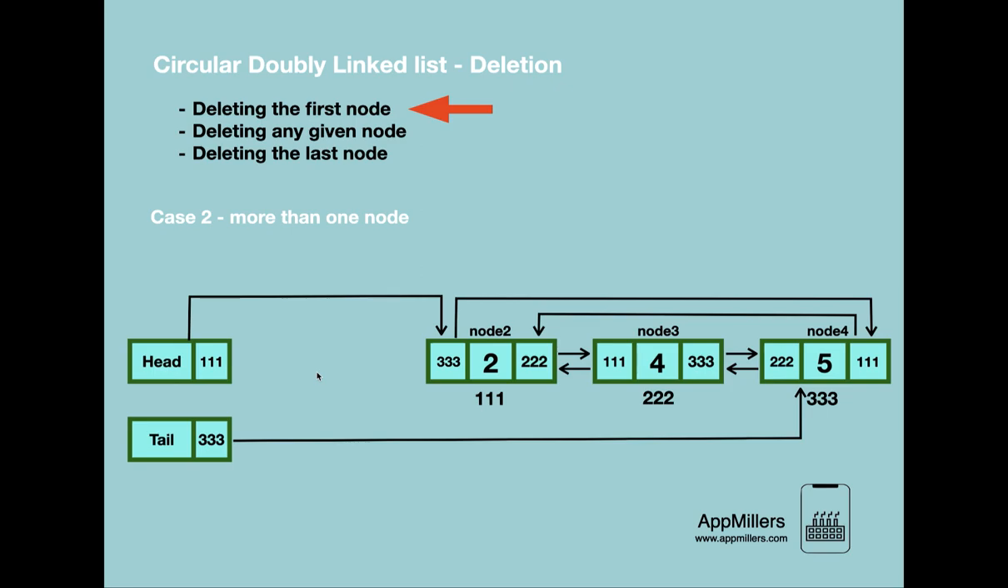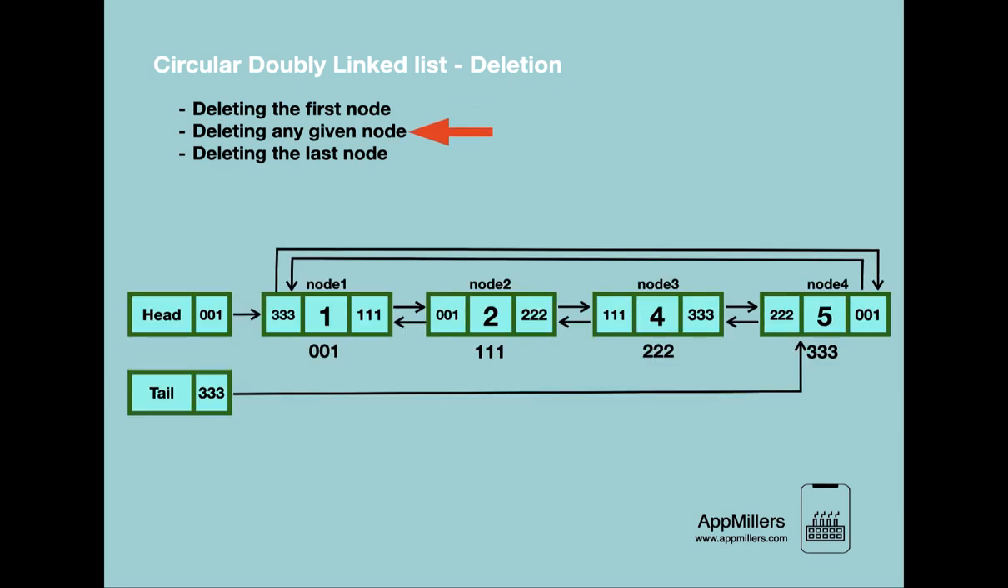Now let's continue to the next case, in which we will delete a node from any given location in a circular double linked list. Let's say we have a circular double linked list like this, and we want to delete node 3. So how can we do that? Here we need to go to node 2 and change the reference of node 2 to point to node 4, and we need to update node 4's previous reference to point to node 2.